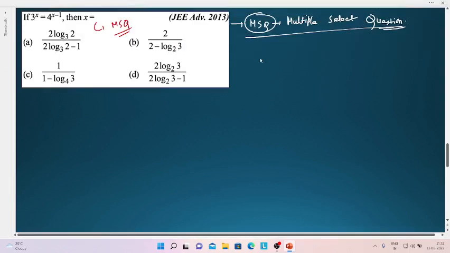The equation given in the question is 3 to the power x equals 4 to the power x minus 1. So basically we have to take the logarithm. So take the logarithm with base e on both sides, right?